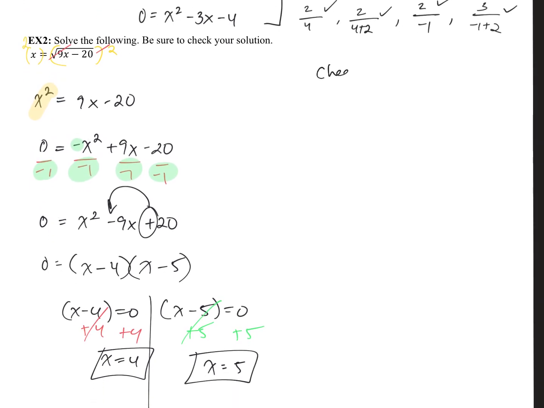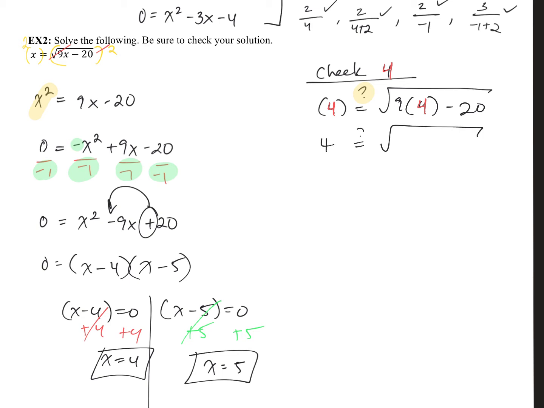So let's go ahead and check both sides. We're going to check 4 first. So does 4 equal the square root of, once again I put that question mark when I'm checking, 9 times 4 minus 20? Once again, 4 is the item we're inputting to test. That's one of my answers. Then we have 4. Is that equal to the square root of 9 times 4, which is 36, minus 20? That's 4 equal to the square root of 16. And yes, 4 is equal to 4. The square root of 16 is 4. So that one checks out.